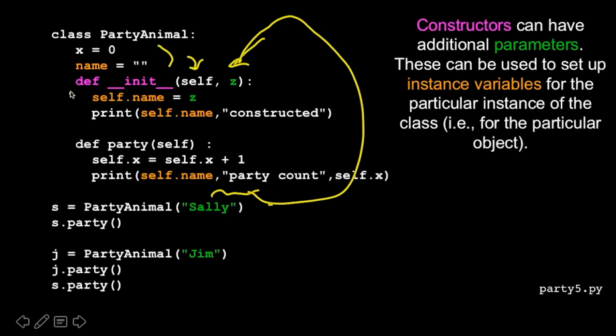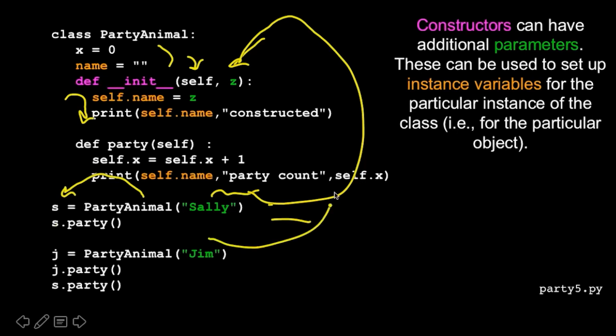That means that when we call this constructor, this line of code runs, and then name is no longer blank. Name is going to be Sally in this particular case. Then I'll say, oh, self.name, which will be Sally, has been constructed. That object is now constructed, and then we put it in the variable s. Then we call the party method on that, and we construct a different one.